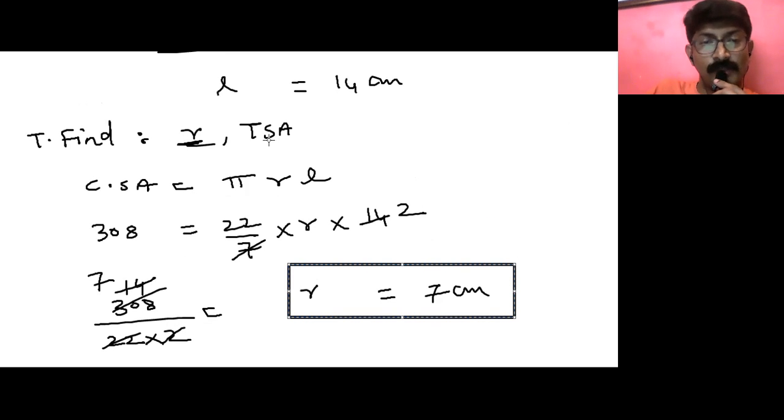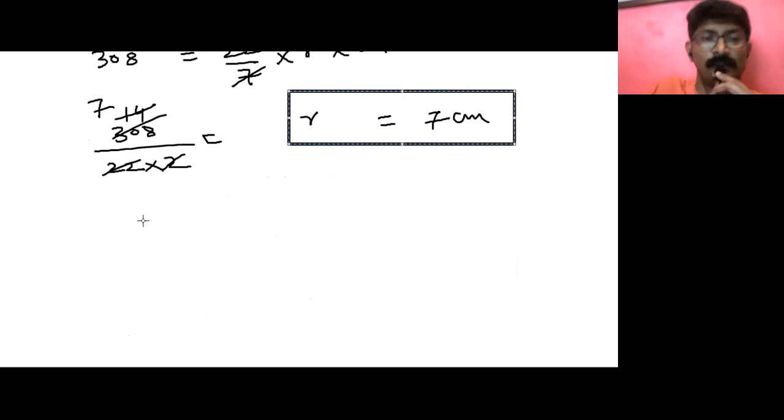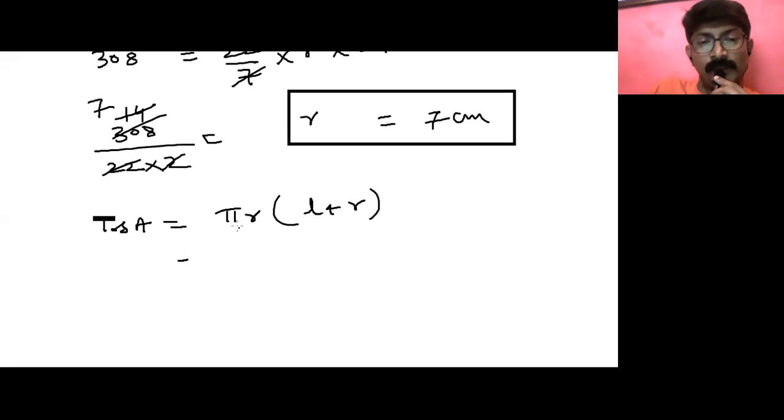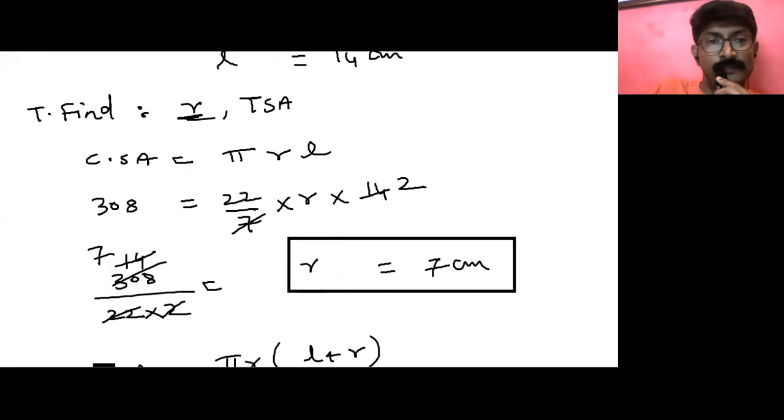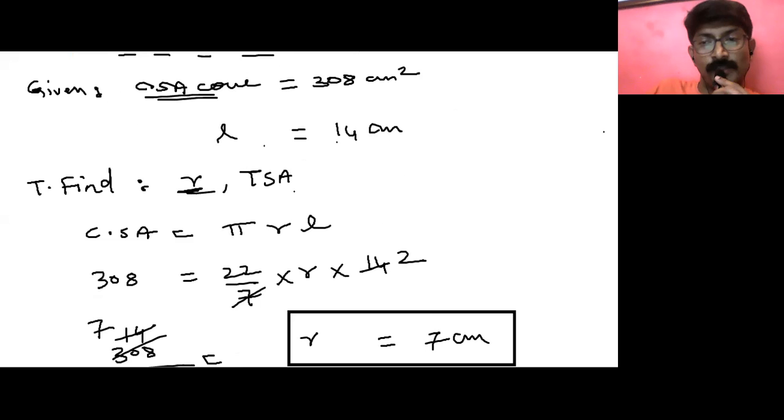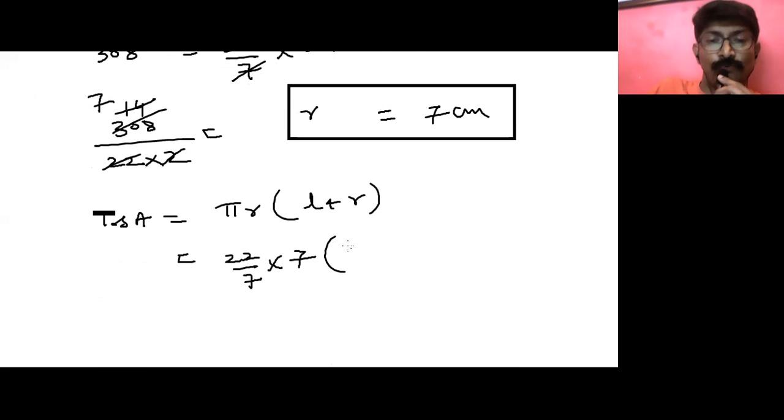And then the second part of the question is to calculate the total surface area. How to calculate the total surface area, student? We'll simply write the formula. It is pi R common, L plus R, isn't it? So basically curved surface area plus base area. So pi is 22 upon 7, radius which we just now calculated as 7, and the slant height which is given over here as 14 centimeters. So we'll just plug in 14 as slant height plus the radius as 7.